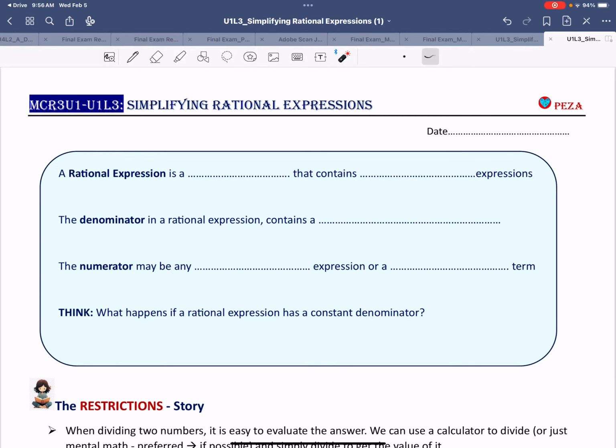In this lesson, we'll explore simplifying rational expressions. First, let's start with some definitions. A rational expression is a fraction that contains algebraic expressions. The denominator in a rational expression contains a variable. The numerator may be any algebraic expression or a constant term.